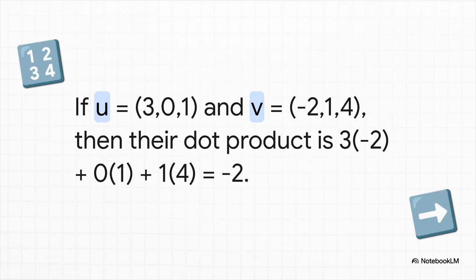Let's just run through a quick one. Say vector u is 3, 0, 1, and vector v is -2, 1, 4. We just go piece by piece. So 3 times -2, that gives us -6. Then 0 times 1 is, well, 0. And finally, 1 times 4 is 4. Now just add them up. -6 plus 0 plus 4 equals -2.